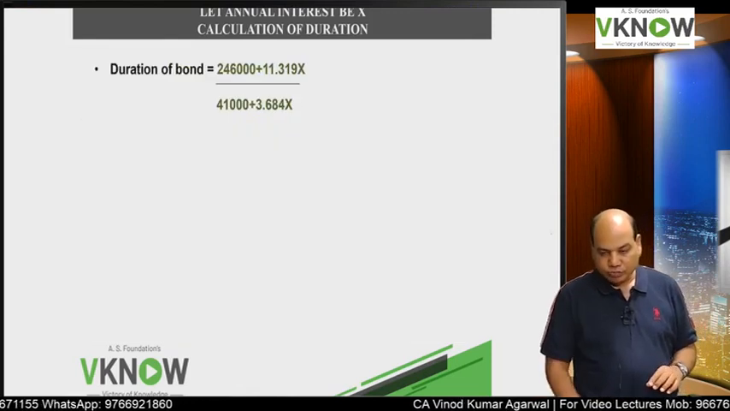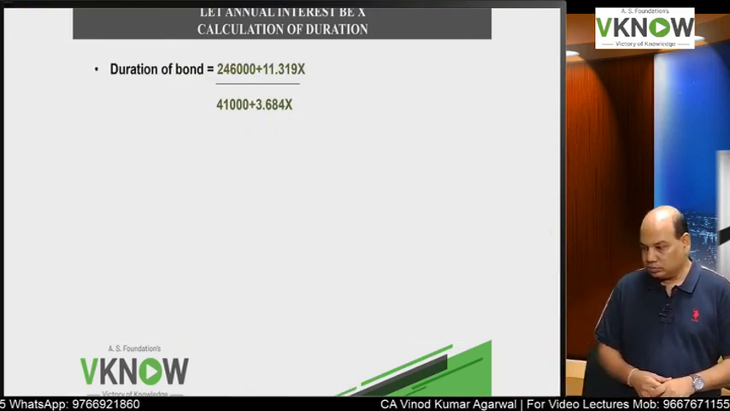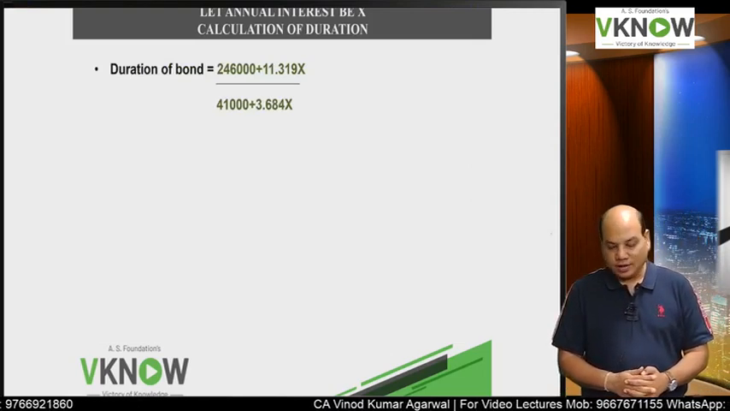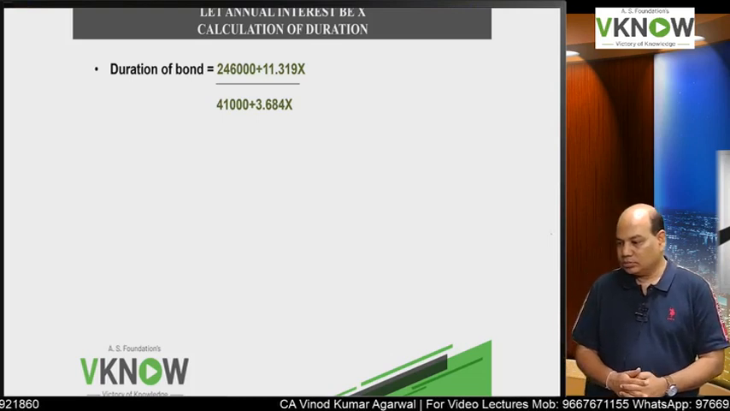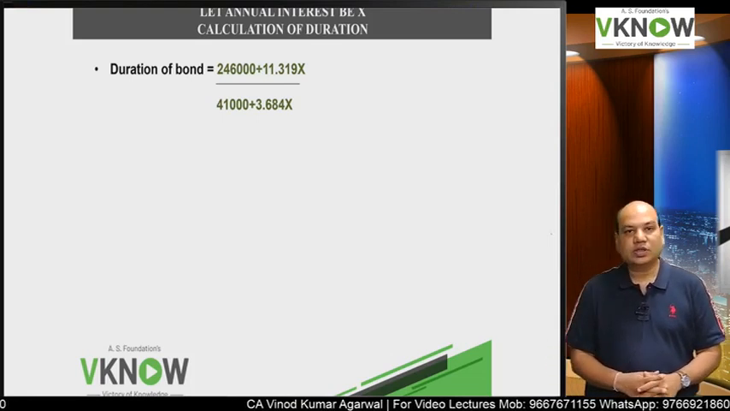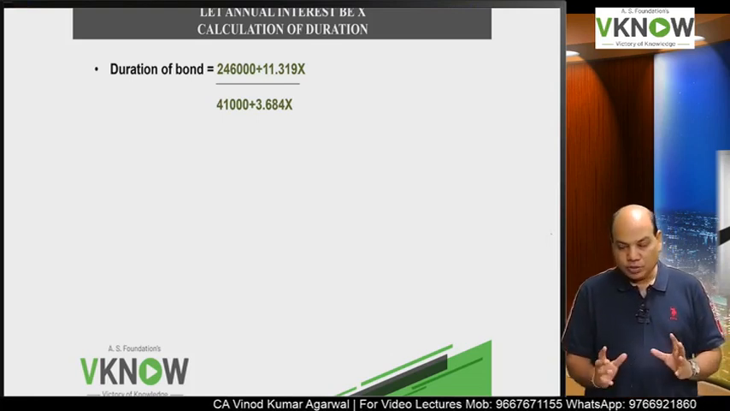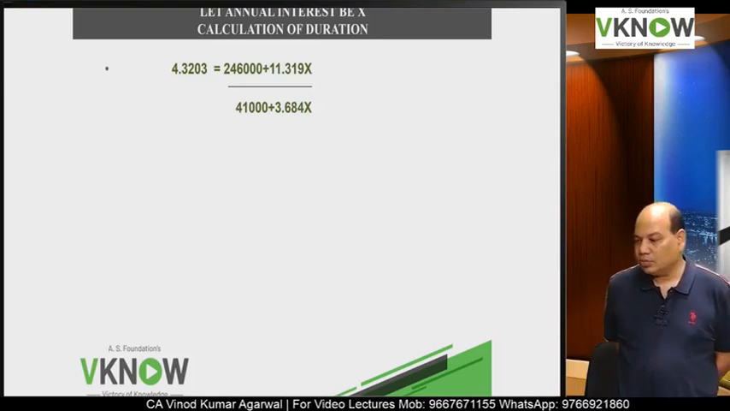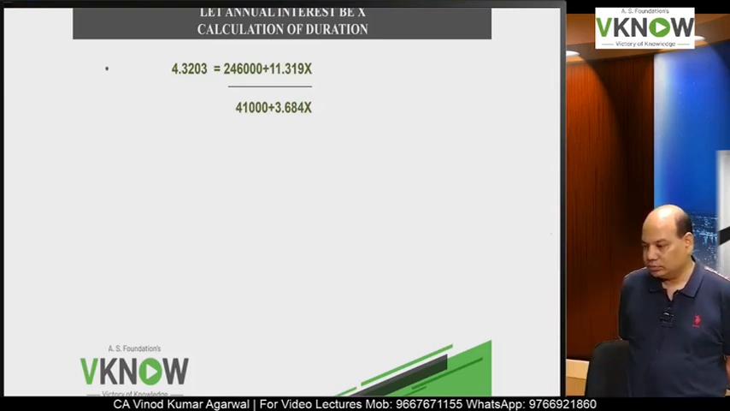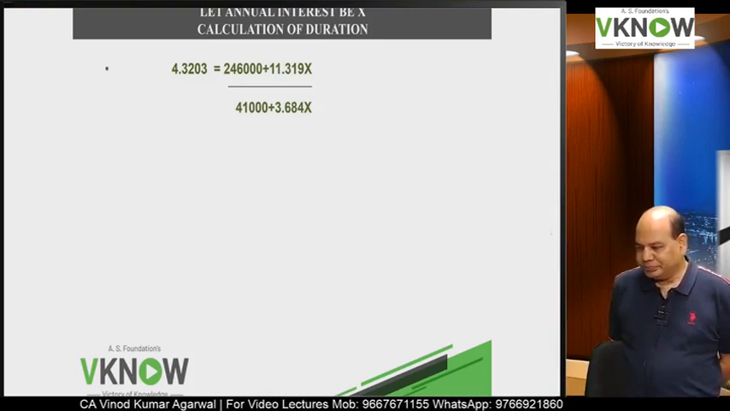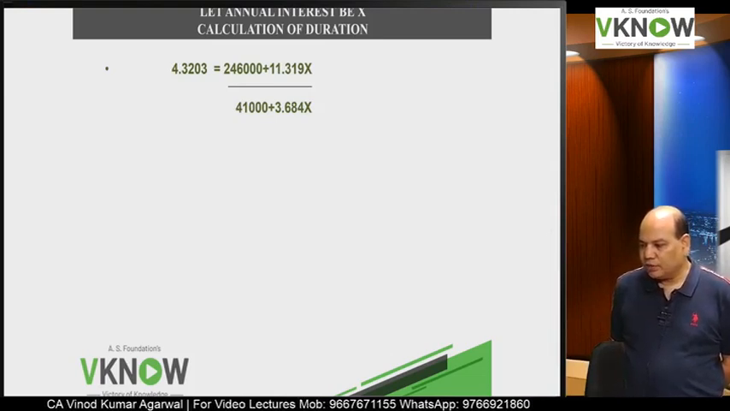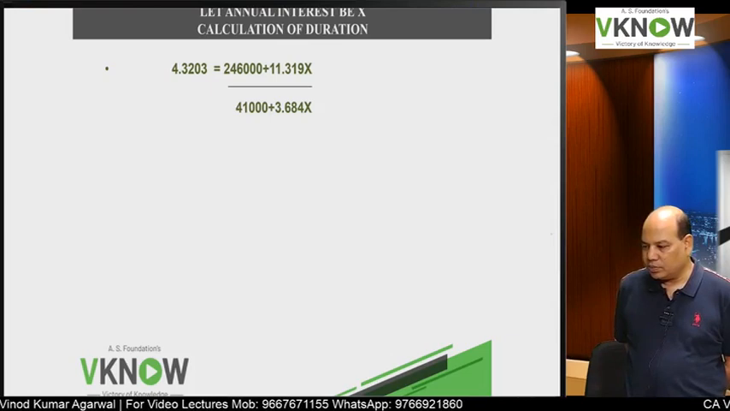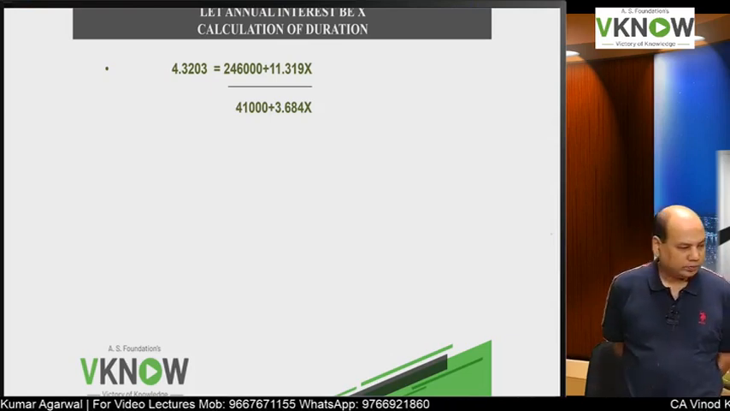So write below, duration of the bond is equal to 2,46,000 plus 11.319x upon 41,000 plus 3.684x. This should be equated with 4.3203. 4.3203 is equal to 2,46,000 plus 11.319x upon 41,000 plus 3.684x.